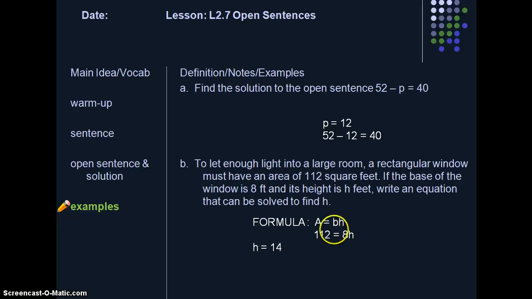I used a division fact to find that actually, 112 divided by 8. If I check it out using my question mark, 112, is that equal to 8 times 14? Make the calculation and it turns out it is equal. Therefore, we are comfortable to say that h, or the height of the window, is 14.